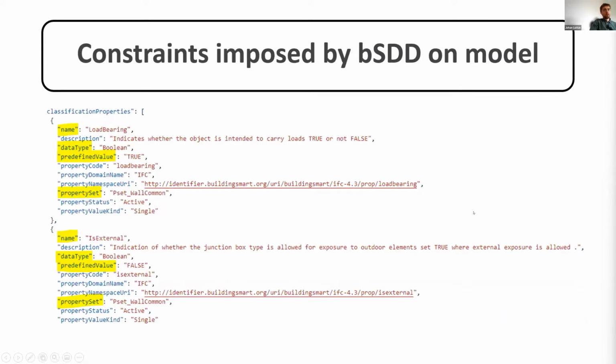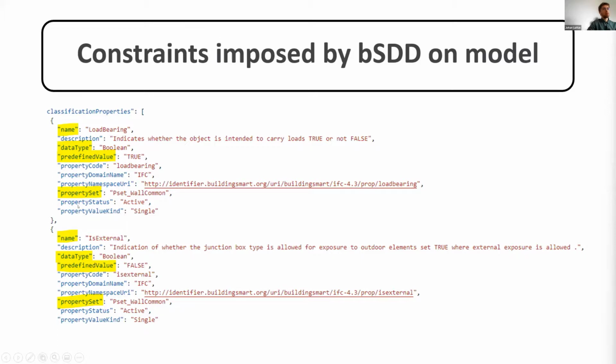Currently, those are the constraints imposed by bSDD on the model. You have the classification properties object, and you have several keys in there. The ones that you can see highlighted are the ones that the instance properties are going to be checked against: the name, data type, predefined value, and property set.